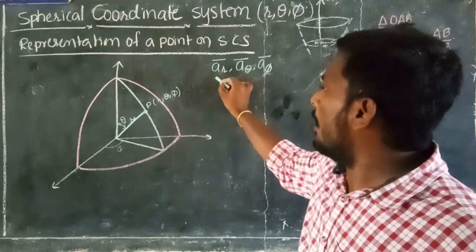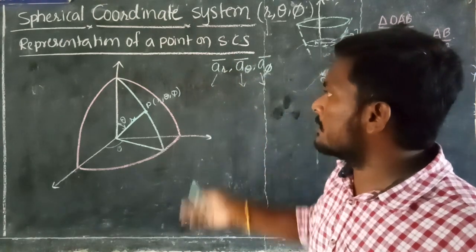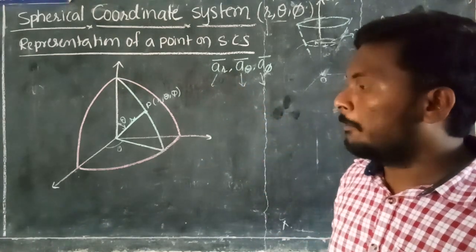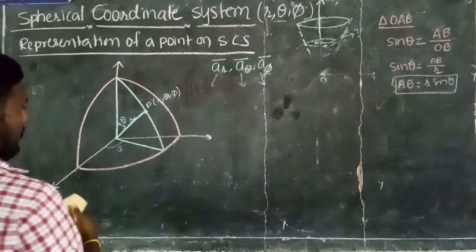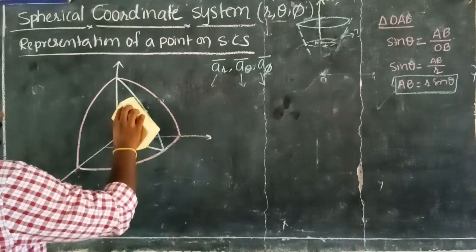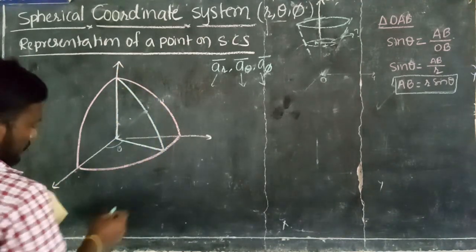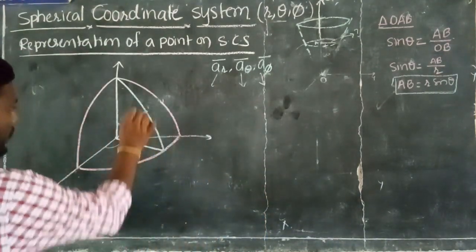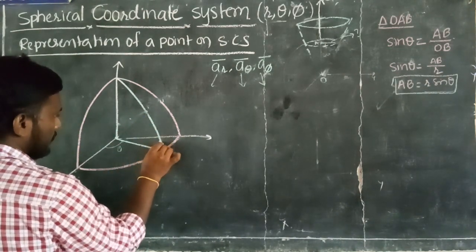Now we will see how these three unit vectors are oriented in the spherical coordinate system. a r is a unit vector perpendicular to the surface of the sphere. That means if you take this point P of r, theta, phi, you can represent it anywhere on this line. For simple understanding, I am drawing my point P in this position.